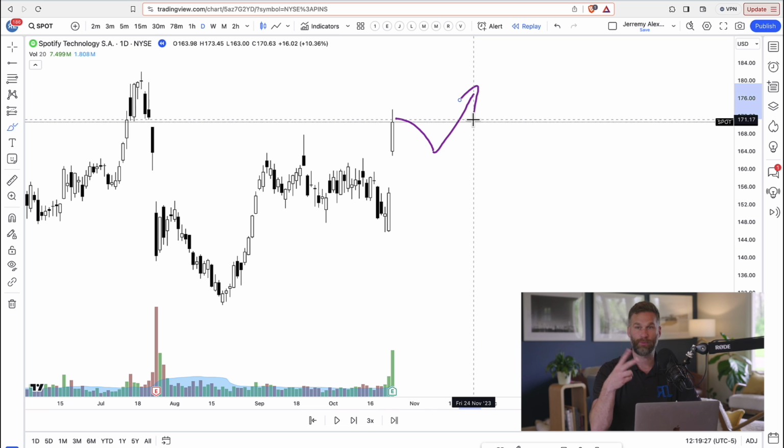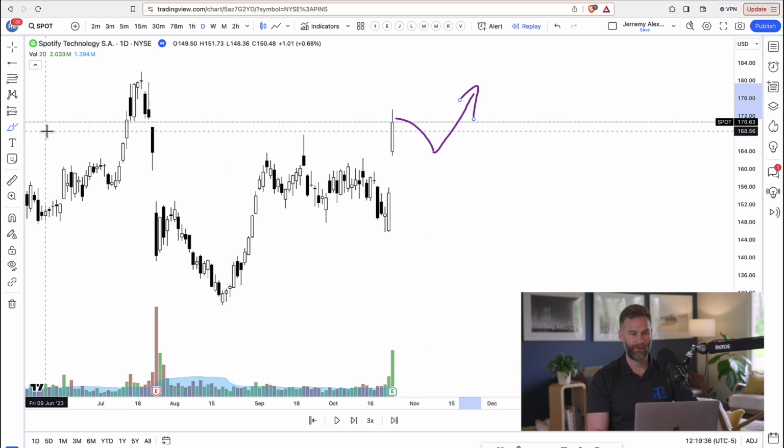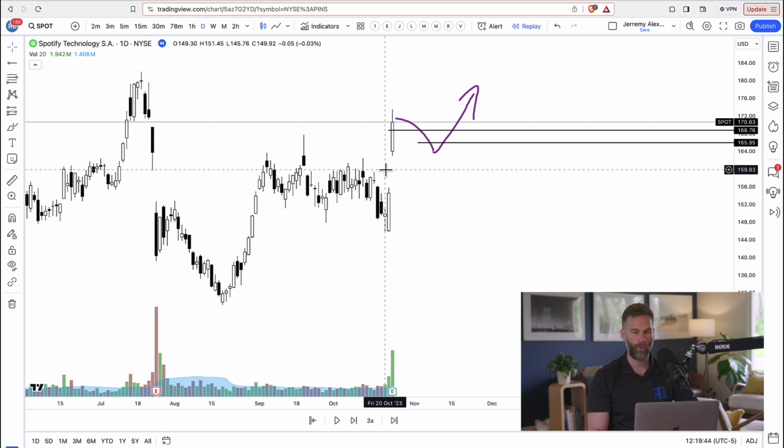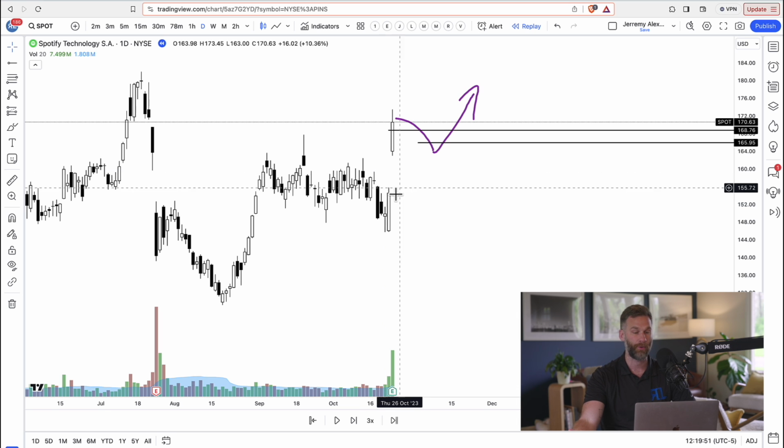This is the dip, the pullback, the rest, the retracement, the retest gap, because that will be the difference and the distinction of potentially you buying here at 168.76 and me buying here at 165.95, essentially saving $3 on an order, because I am quite confident that we're going to have a really nice retest or pullback.